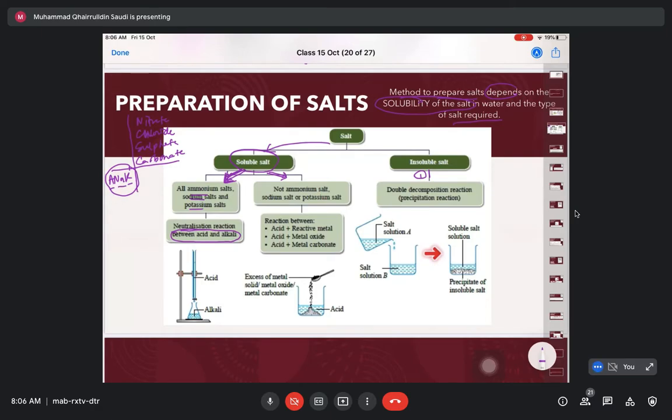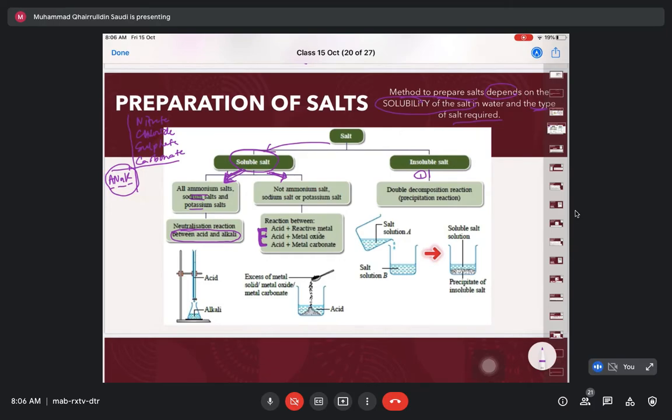Untuk prepare soluble salt itu ada 3 cara, bergantung kepada the type of the salt. Nanti kita akan tengok, which ways yang kita boleh guna? There are 3 ways. Tapi sebenarnya cara tu sama sahaja. Cumanya apa yang kita reactkan je.